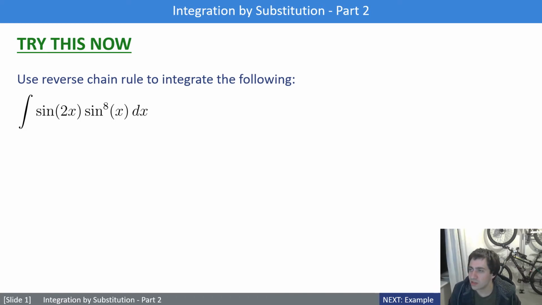Just to get us into the swing of things, I'd like you to have another go at using a bit of reverse chain rule. So it's not integration by substitution, but it's a nice reverse chain rule problem, a kind of hidden reverse chain rule problem. At least it's not necessarily that obvious what you need to do. So I'd like you to give it a go.